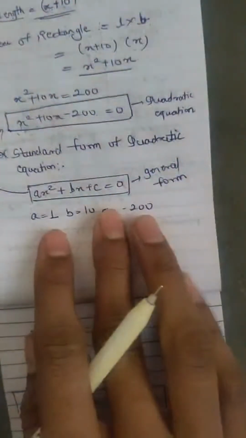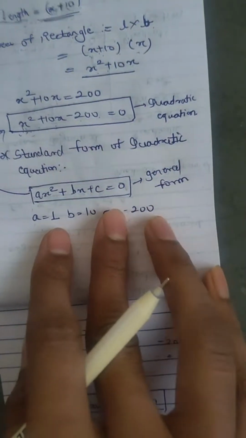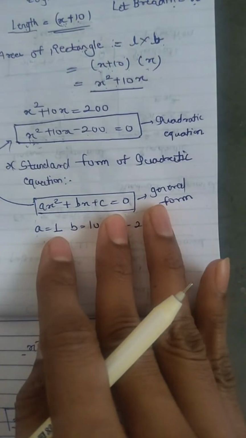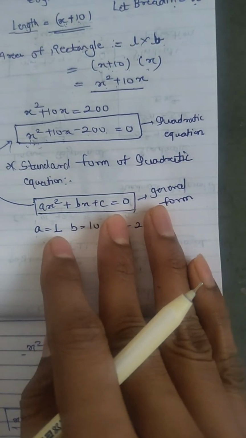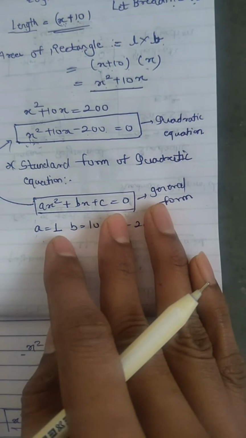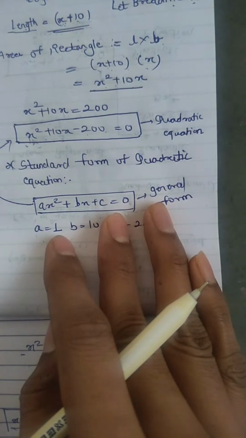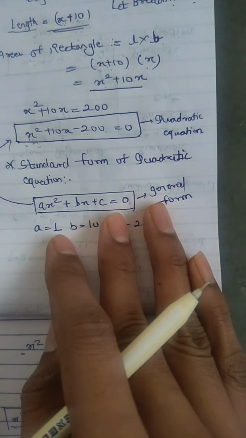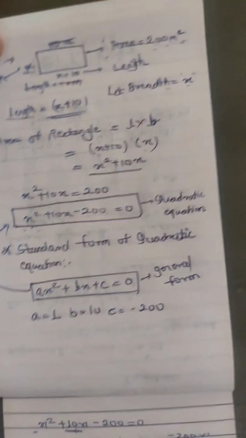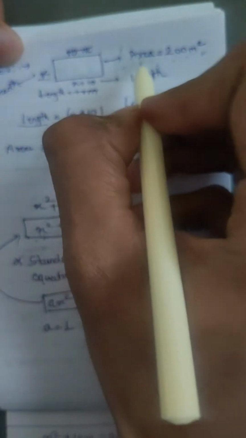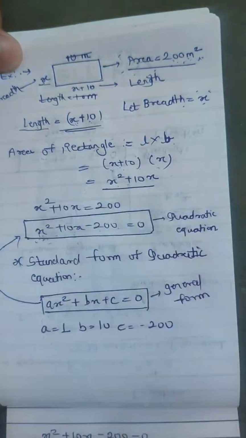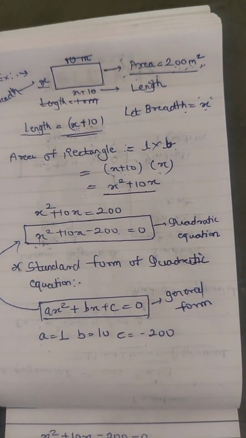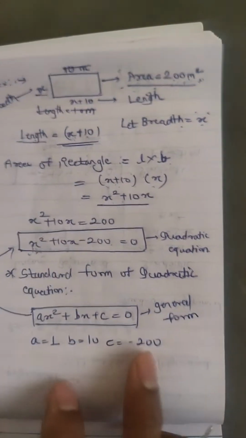Ahead, a solved example is given: Sanket purchased a rectangular plot having an area of 200 meter square. The length of the plot was 10 meter more than its breadth. Find the length and the breadth of the plot. As we are given the rectangular plot along with its area, 200 meter square, we have to find the length and the breadth of this plot.